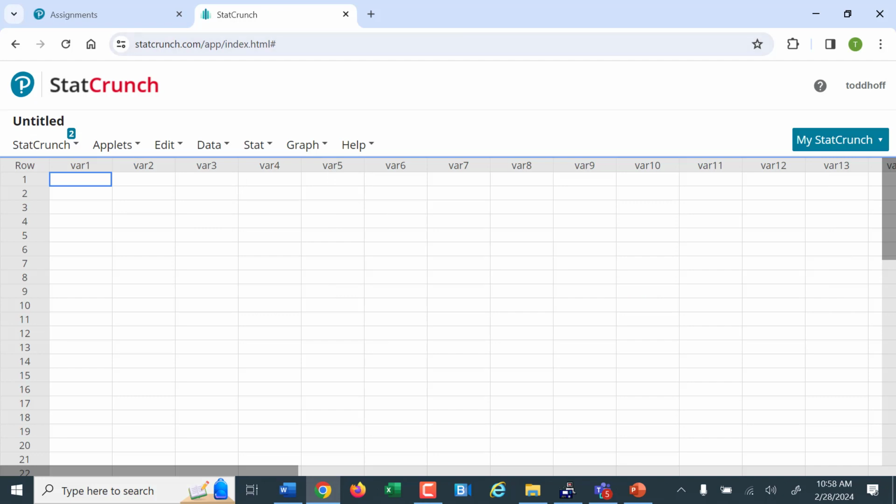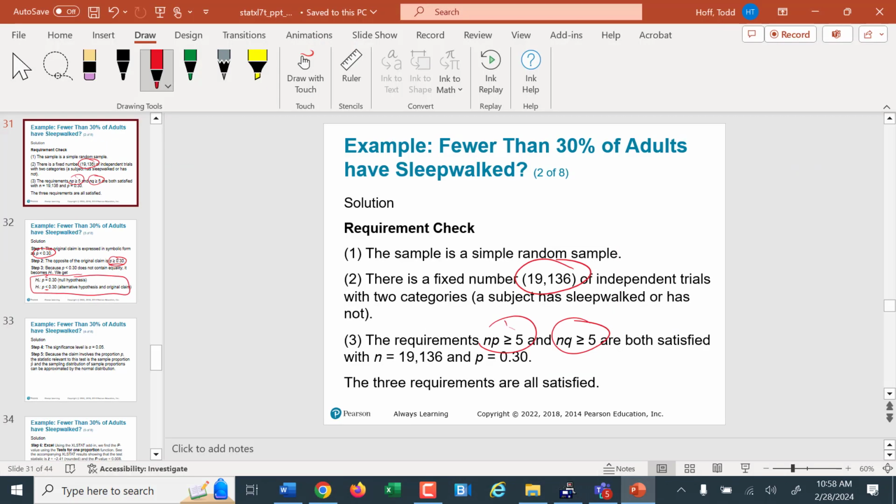So that is running a hypothesis test with StatCrunch or doing it by hand using those probability tables. If you have any questions, please let me know. Otherwise, we'll move on here in the next set. We'll look at tests for means.